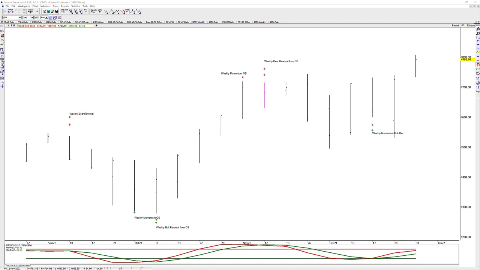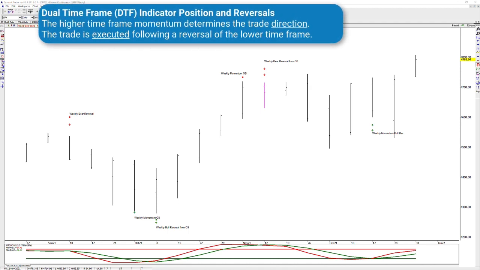So let's begin with dual time frame indicators. We've talked a lot about that already in this chapter, where we look at the position of the higher time frame momentum and then go to the lower time frame momentum to execute a trade, or for the final setup of a dual time frame momentum trade strategy. So there's a couple things here.